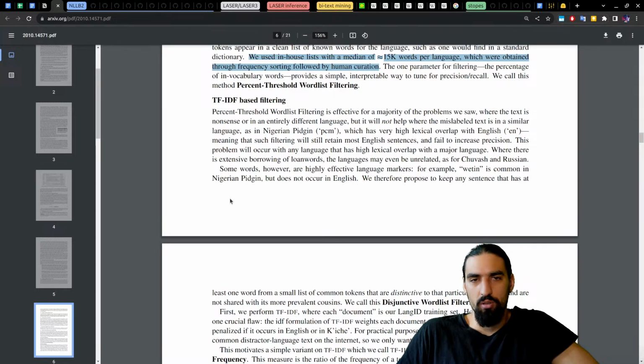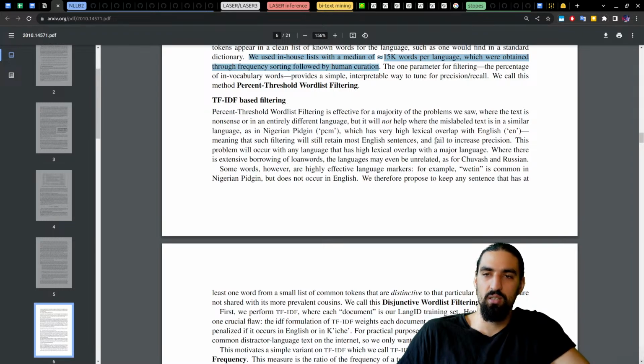Percent threshold word list filtering is effective for a majority of the problems we saw, where the text is nonsense or in an entirely different language, but will not help where the mislabeled text is in a similar language, as in Nigerian Pidgin, which has very high lexical overlap with English, meaning that such filtering will still retain most English sentences and fail to increase precision. This problem will occur with any language that has high lexical overlap with a major language. Where there is extensive borrowing of loanwords, the languages may even be unrelated, as for Chuvash and Russian.